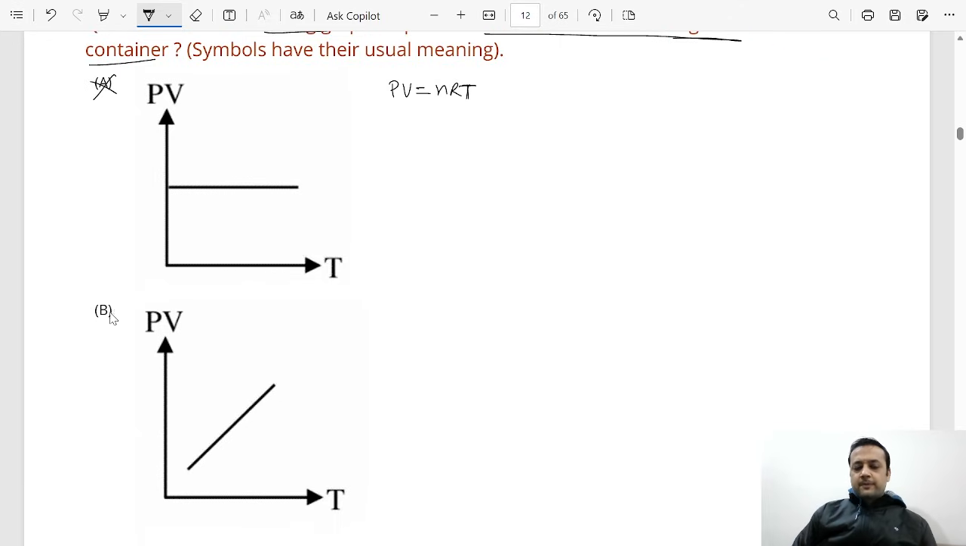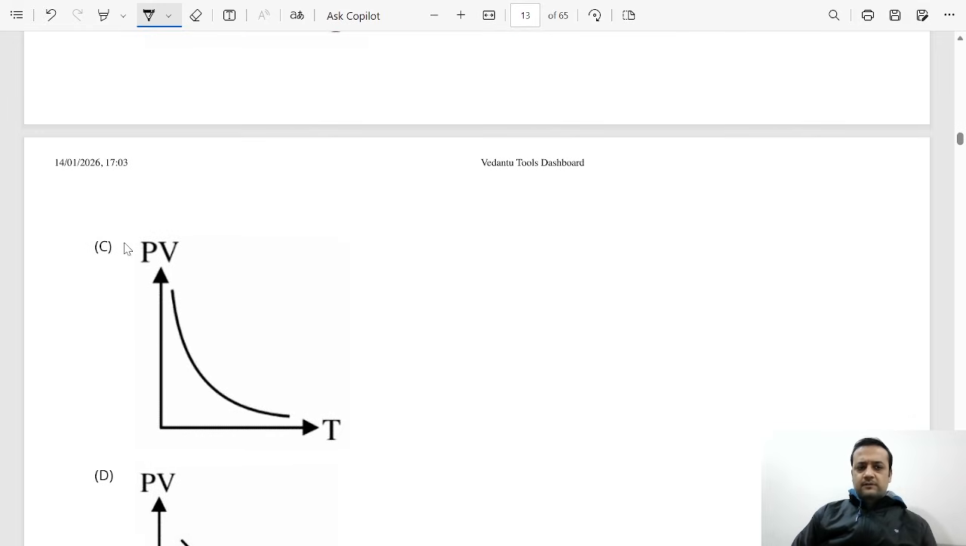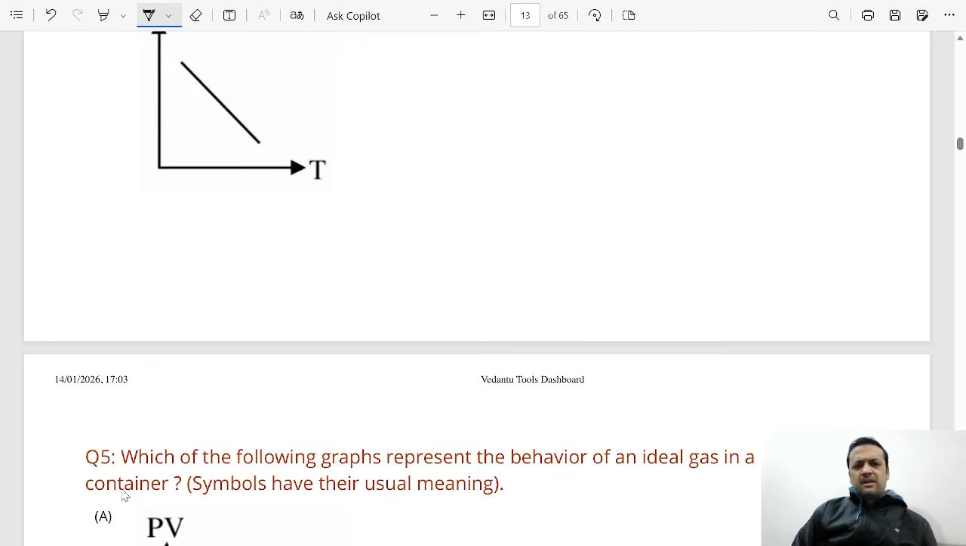Option B says that PV by T is constant. So basically, you can say they are trying to show a line passing through the origin, which is right, because on the y-axis you have PV, on the x-axis you have temperature, and this is the slope of the graph. So it is a y equals mx kind of graph. That means option B is right. So this will also be wrong, because it will be a straight line passing through the origin.